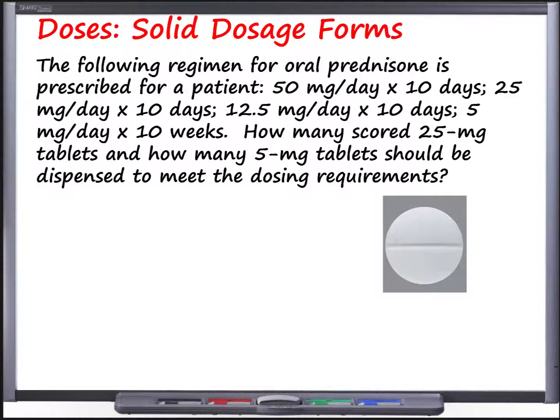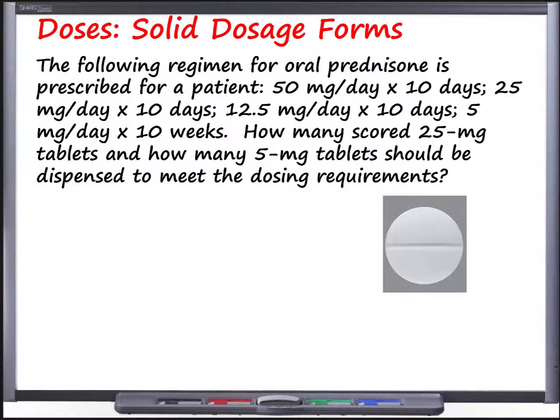There are a lot of different doses going on over that period of time. So we're going to need to provide them that dosage regimen using two different strength tablets. The question asks how many of the scored 25 milligram tablets and how many 5 milligram tablets should be dispensed to meet those dosing requirements.